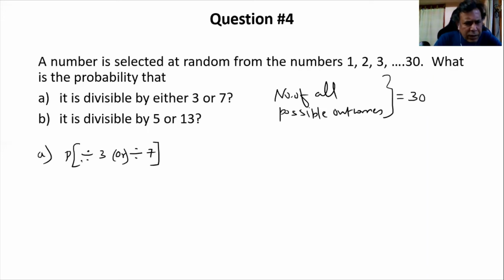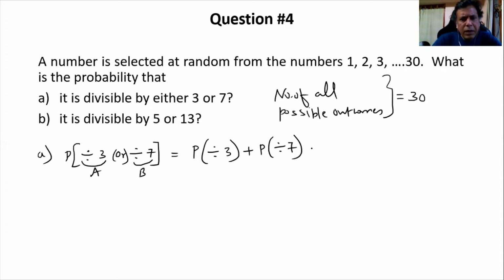So if I consider this as event A and this as event B, it is P of A or B, or P of A union B, which we know is probability of A plus probability of B minus probability of A and B. That is, probability of a number divisible by 3 plus probability of a number divisible by 7 minus probability of a number divisible by both 3 and 7, which is the intersection. Now, how do we identify the probability of a number divisible by 7?